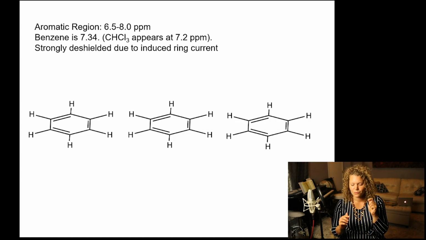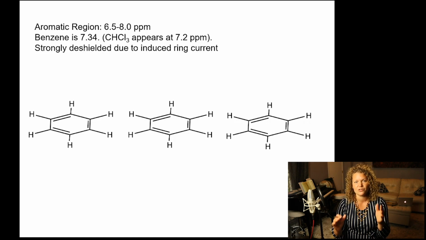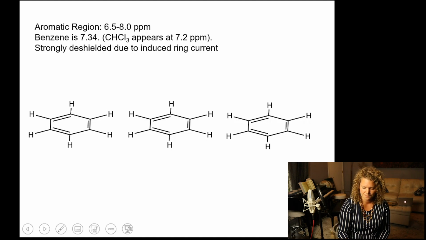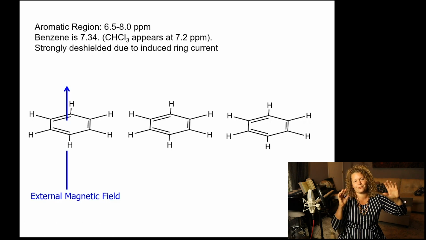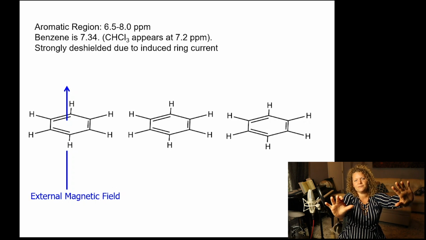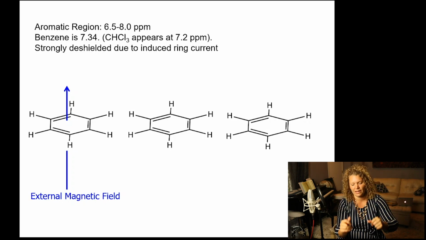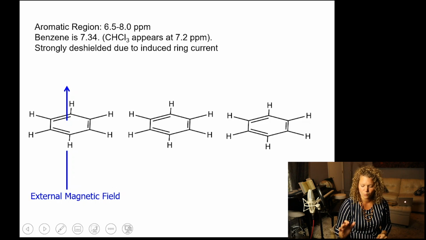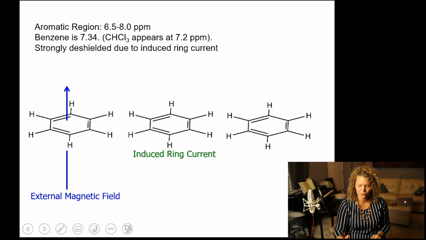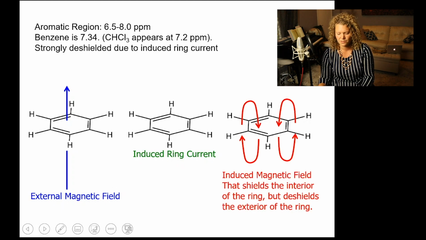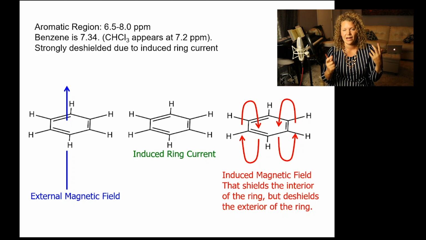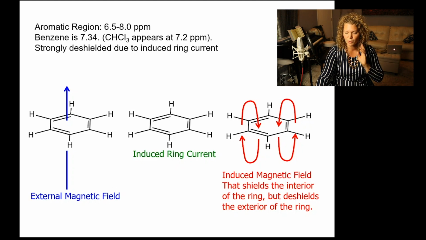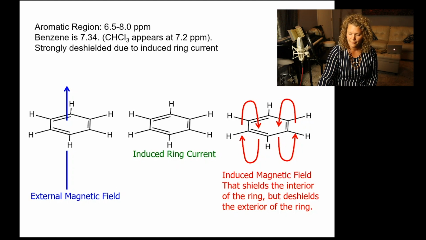Aromatic rings are strongly de-shielded due to an induced ring current in the ring. Remember the external magnetic field. Remember our instrument, and then we've got external magnetic field being applied to the molecule. With benzene, there is this induced ring current, and I'll depict it here simply. This induced ring current is what causes this extra de-shielding on the hydrogens. Our protons here are de-shielded.